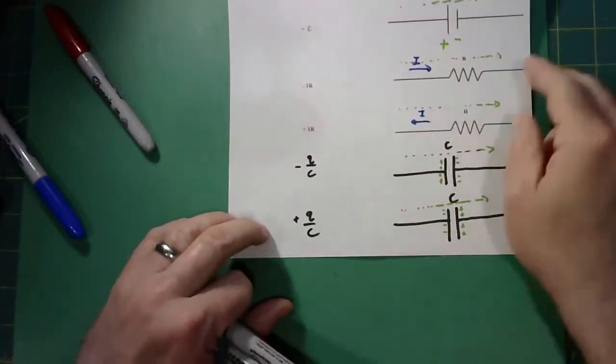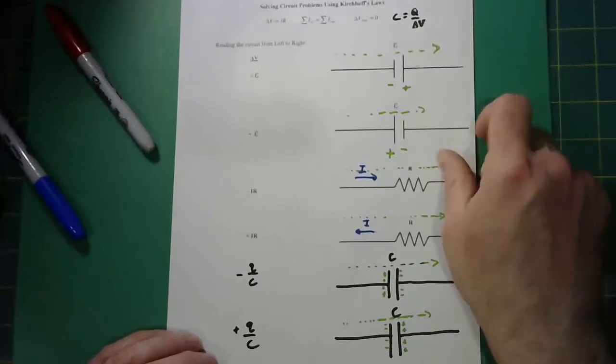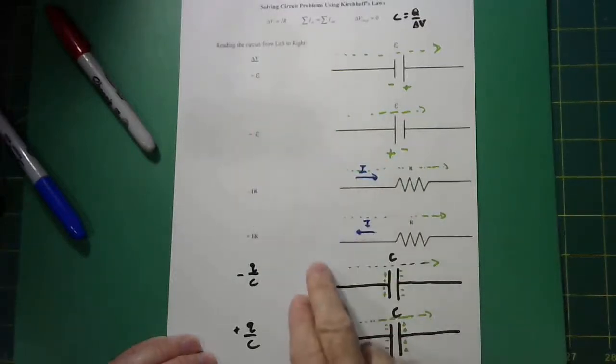So these are the different ways that we can handle these different circuit elements in a circuit. This is the way we'll put them into the loop law. Let's do an example so you can see what I mean by putting them into the loop law.